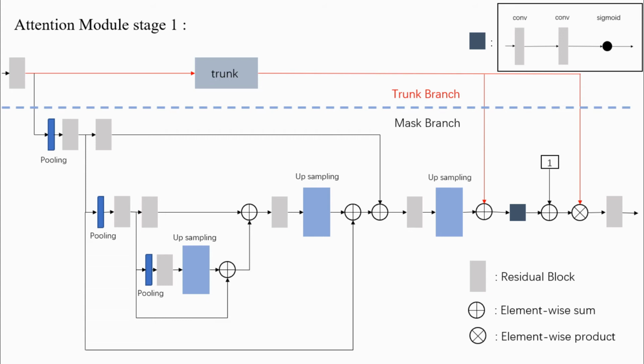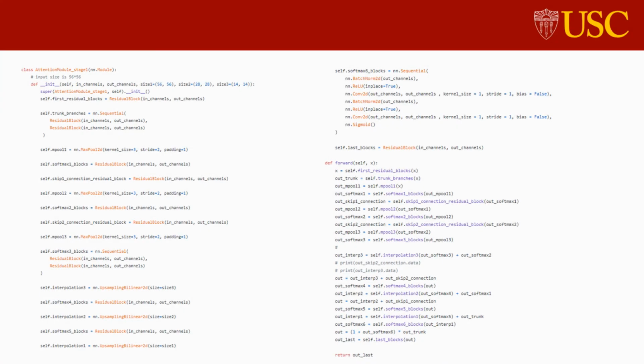Here is the structure of the attention module stage 1. Above the dotted line is the trunk branch, which is built by 2 residual blocks. And below the line is the mask branch. We can see there are 3 downsampling and 3 upsampling, so the output size will be the same as the output from the trunk branch. Finally, we multiply them element-wise and output the result to the next block. Here is our code to implement it.